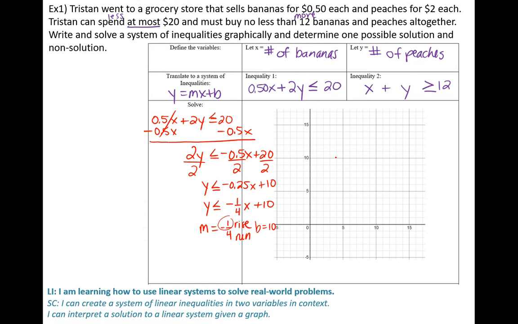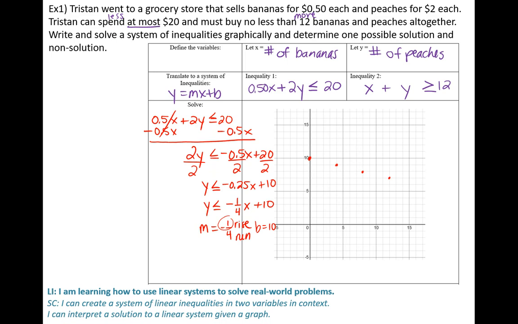There we go. I'm going to begin at 10, so go ahead and put a point at 10 on the y-axis. That is our y-intercept. Then using my slope, which is rise negative 1, so I'm actually going down 1, and then I'm going to run 4. Down 1, run 4, down 1, run 4. You can do it as many times as you would like.